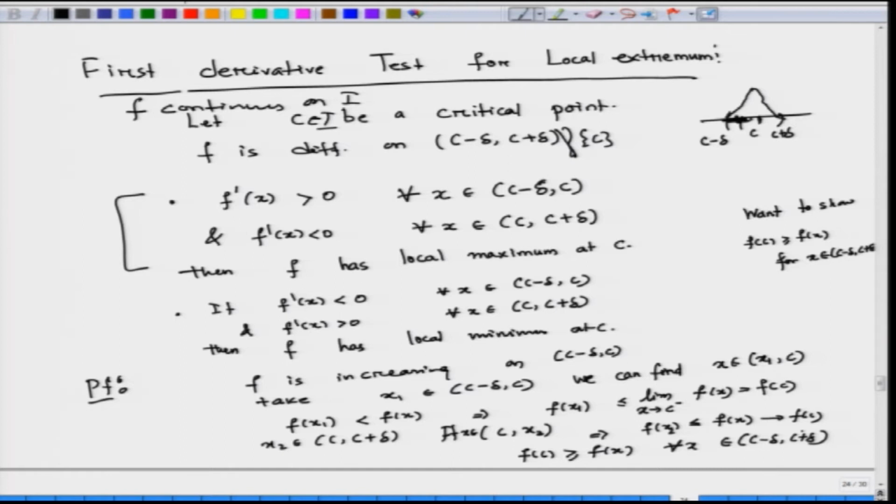So, this proves that if you have a continuous function and C is a critical point, on the left hand side of the critical point if f is increasing and on the right hand side it is decreasing, then f is going to have the local maximum. Similarly, we can prove that if on the left hand side it is decreasing and on the right hand side it is increasing, then f is going to have local minimum.